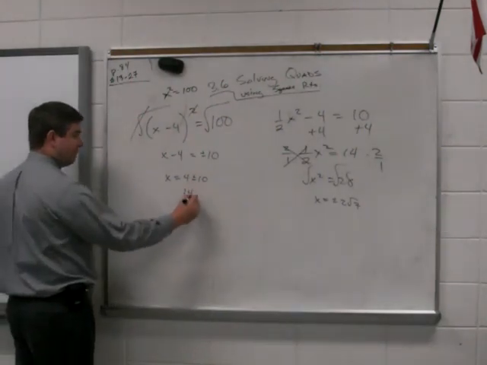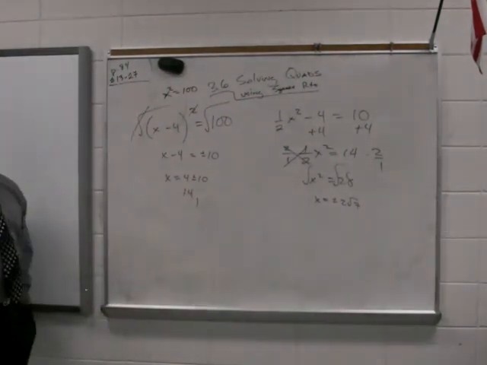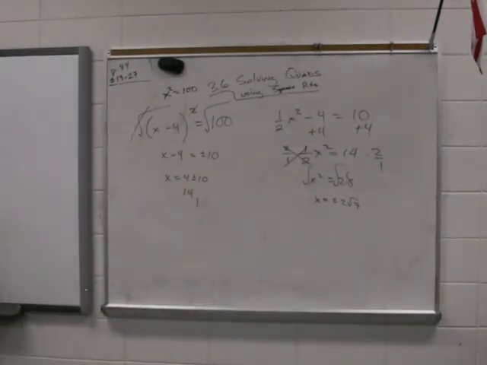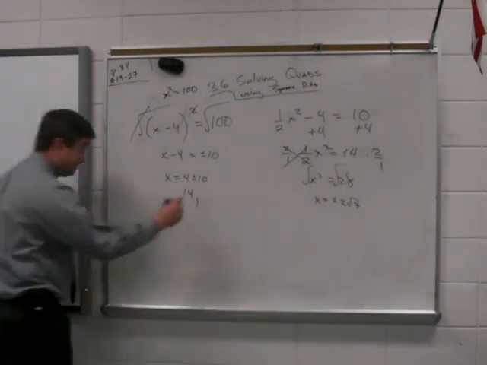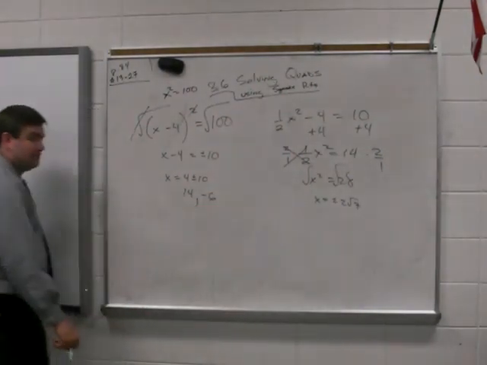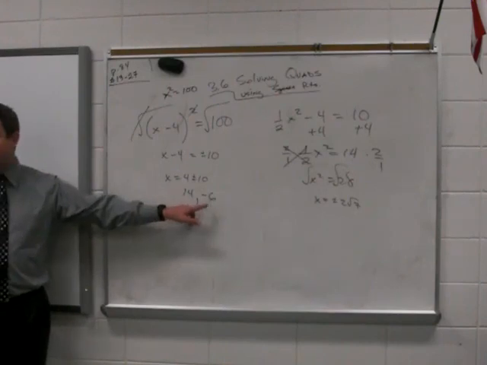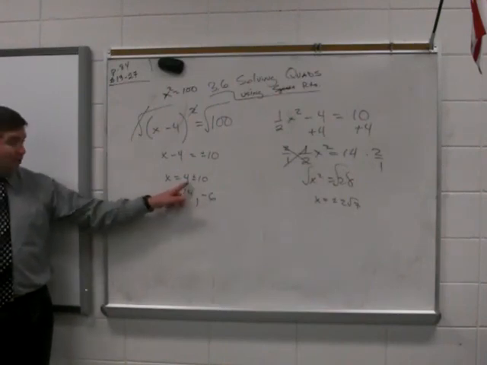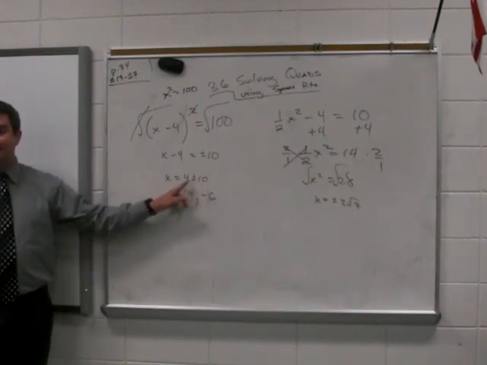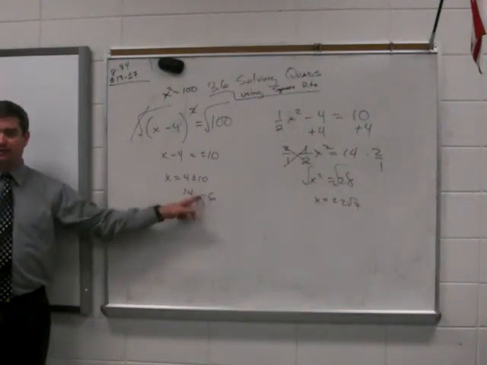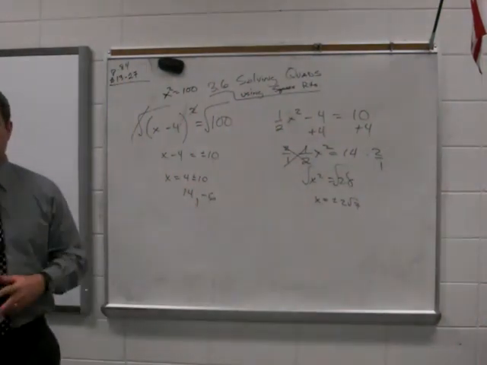All right, Adam said 14. Is that all of the answer? 14's half the answer. What's the other answer? Negative 6. Where did negative 6 come from? Negative 10 plus 4. That's right. Okay, so don't mess that up. You got to do the 4 plus the 10, and then the 4 minus the 10 to get your 2 different answers. Okay, are we there?